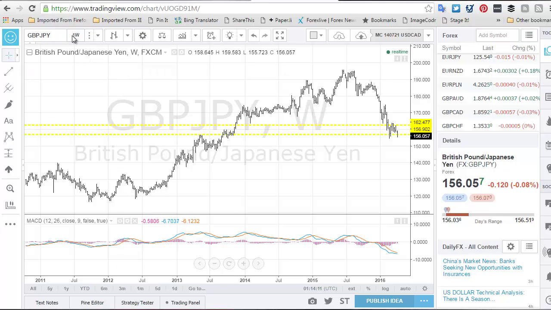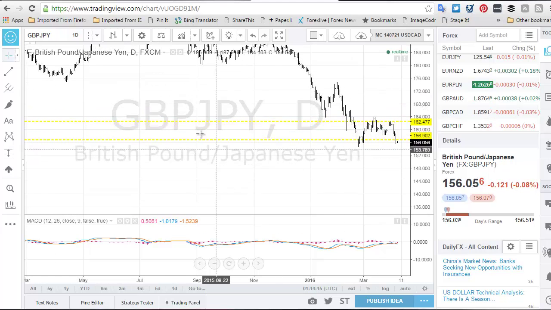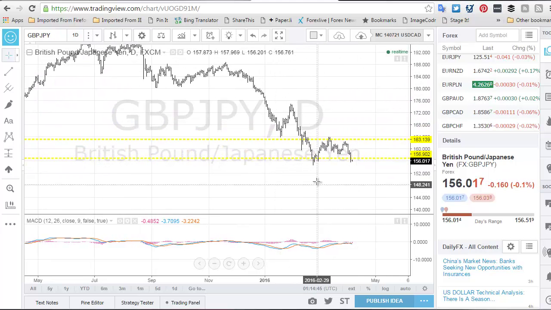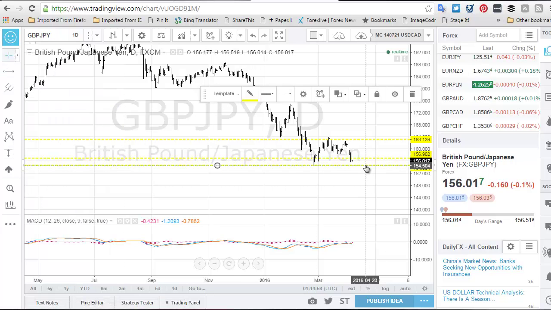So if I now step onto the daily, let's see what the daily tells me. Now we've seen that on this level here, our daily has broken through this monthly level, and we definitely have a level here which has been respected as a reversal on the daily.